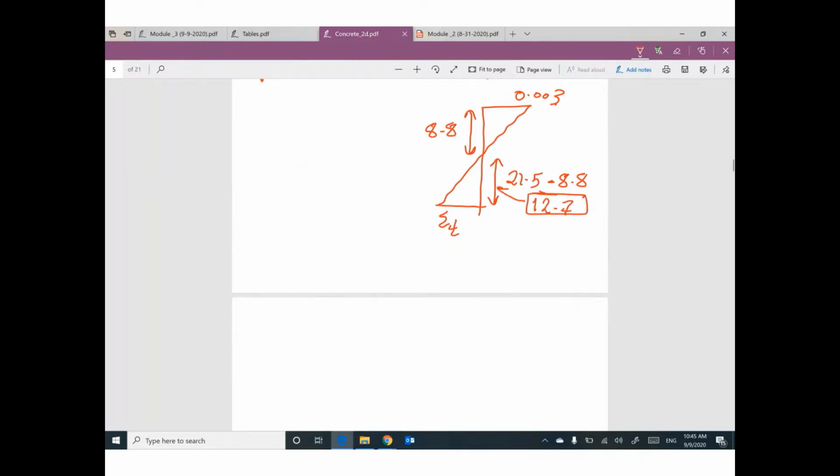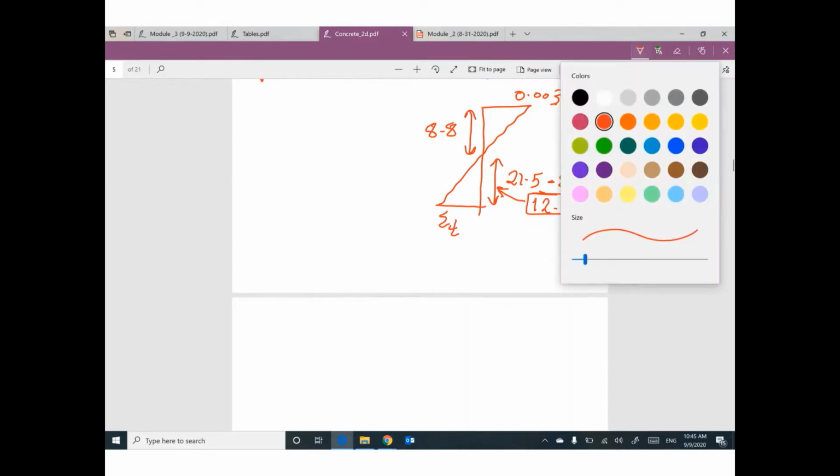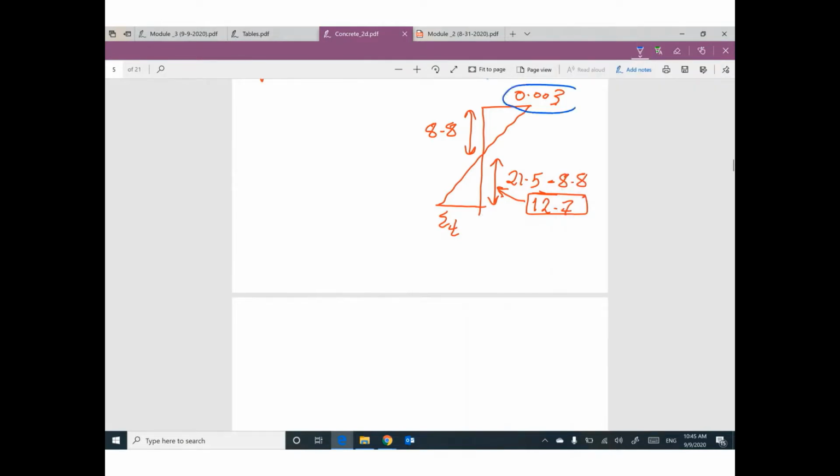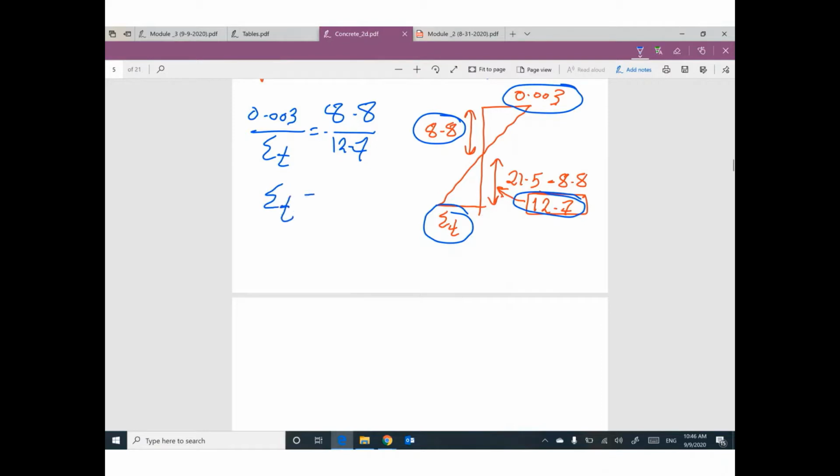So your triangle similarity, you can do it like this. This value divided by the corresponding one equals this value divided by the corresponding value. The only unknown in this equation is strain in steel reinforcement. Okay, 0.003 times 12.7 divided by 8.8. Your value equals 0.0043.